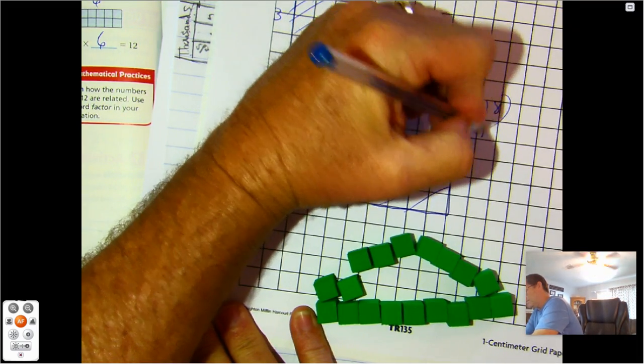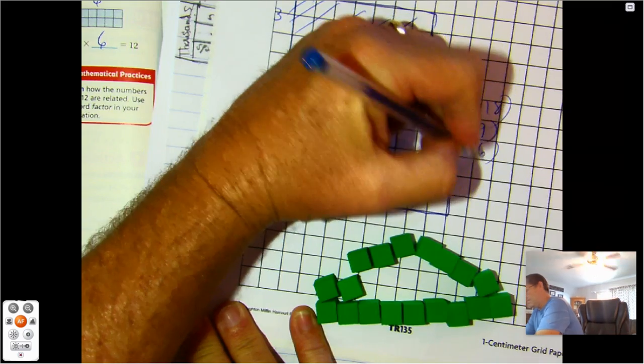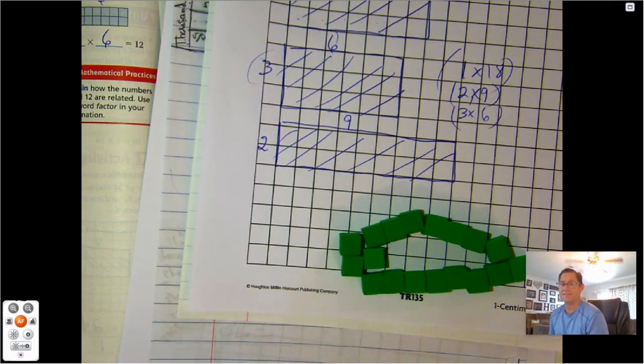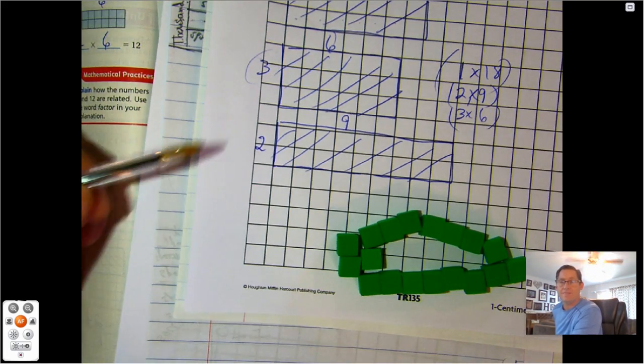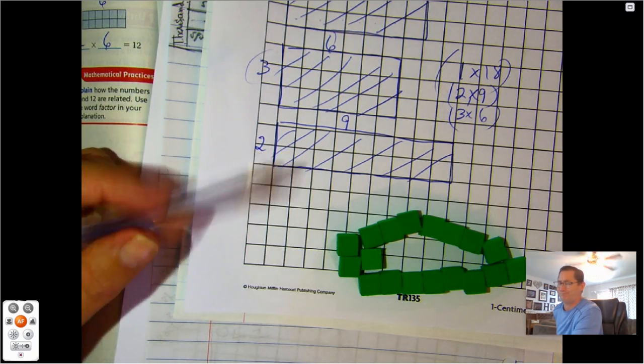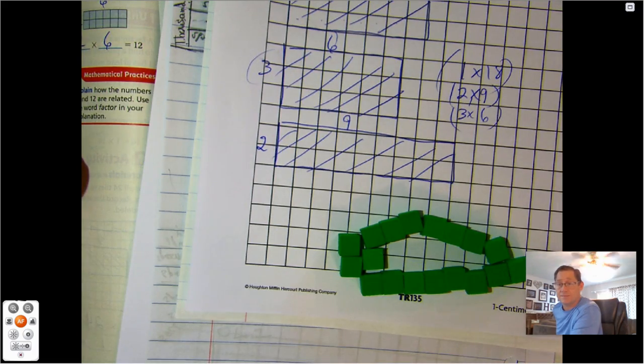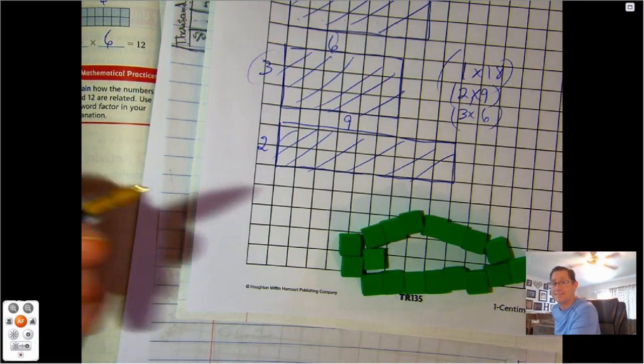Okay, how about 4? Would 4 be a factor of 18? 18 is even, so maybe. 4, 8, 12, 16, 20. Oh, no. 5? No way, because 18 doesn't end in a 0 or a 5. 6. Oh, we already got 6. All right. 7, 14, 21. No. 8. Could be, because 18 is even. 8, 16. Oh, no. 24. No. 9, we already have 9.